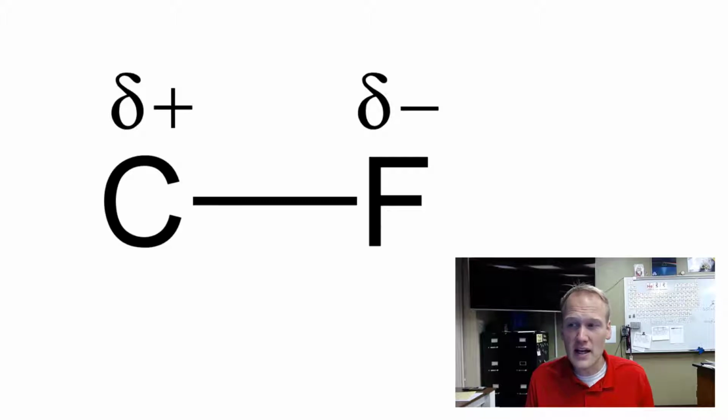Here's a representation of a polar covalent bond. Fluorine is much more electronegative than carbon, and because of that, it's going to pull electrons, even bonded electrons, toward itself, and therefore fluorine will be the negative end of that bond because electrons are negative. Carbon, therefore, would have more positive charge because it's losing electrons; they're shading toward fluorine.